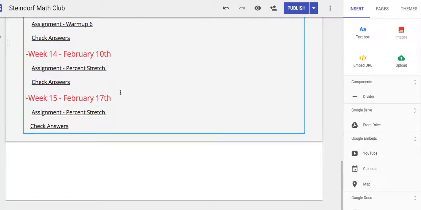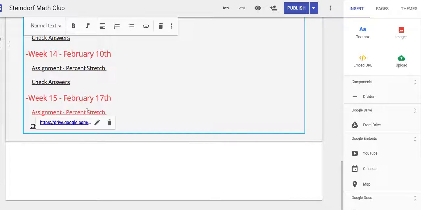Wait, what's the room code? Room code for what? Quiz. The game. Oh, well, we're going to do that after.